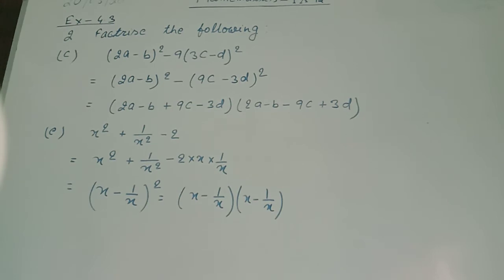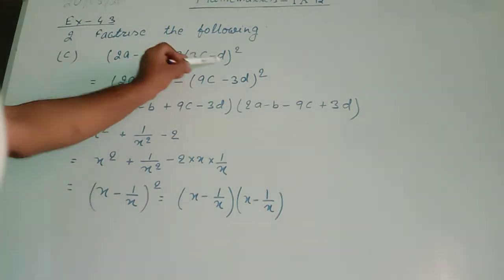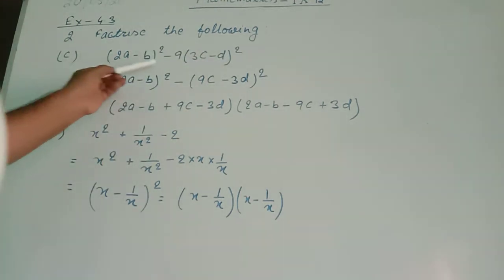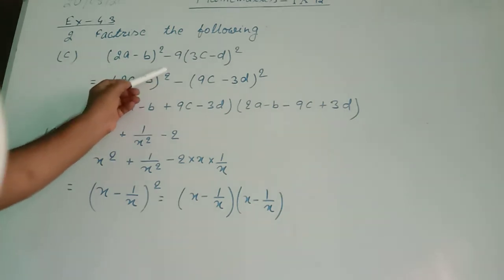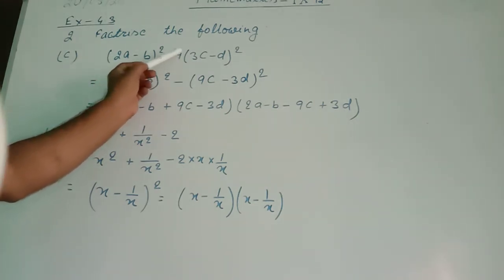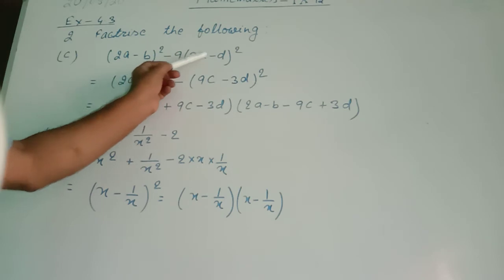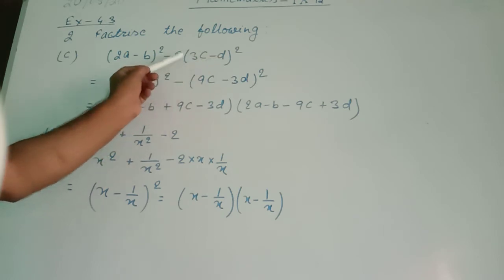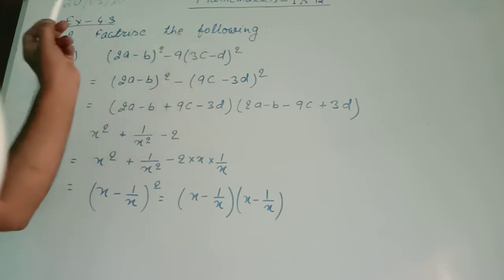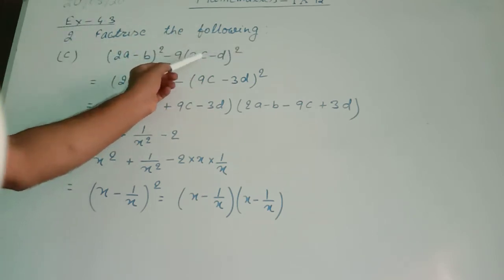Question number 2, factorize the following. Question number C: (2a minus b) whole square minus 9 into (3c minus d) whole square. I wrote this expression as (2a minus b) whole square. To take this 9 inside, I have to multiply these two terms by 3. As we take 9 inside, then 3 will come inside, not 9, because 3 squared is 9. So for 9, 3 will come inside.